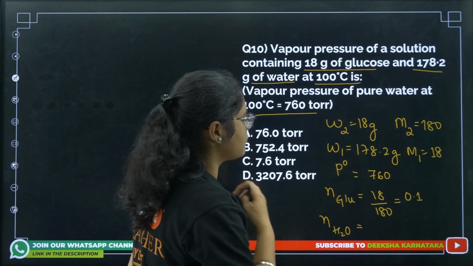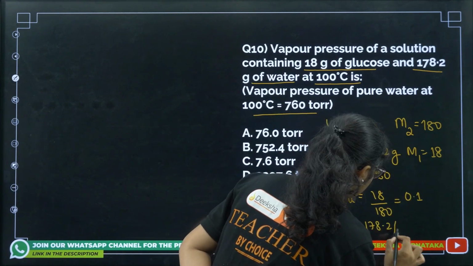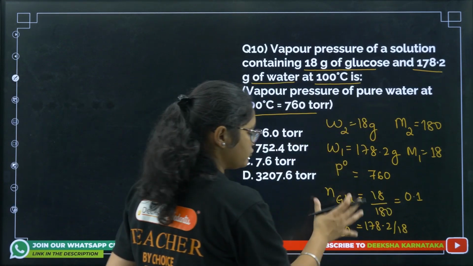Okay, number of moles of water will be what? Given mass by molar mass. So 178.2 divided by 18. Okay. So we'll get these two number of moles.